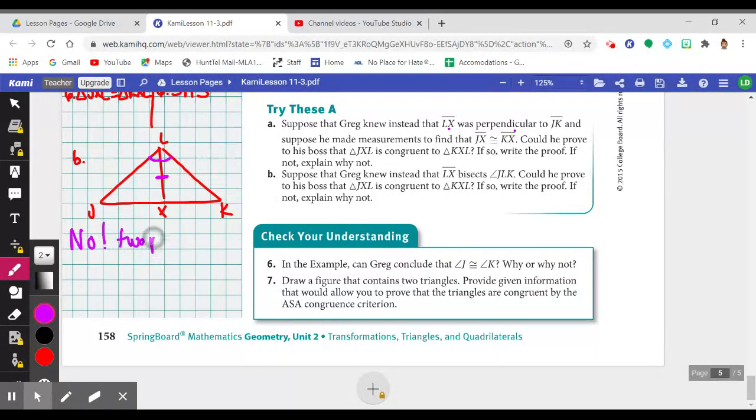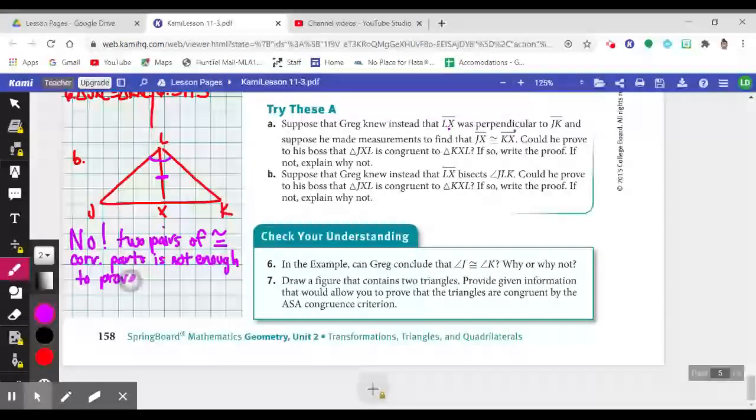2 pairs of congruent corresponding parts is not enough to prove triangles congruent, or at least not yet. I'm going to just leave it at that because we will see as we roll into 11.4 how that can change just a little bit.